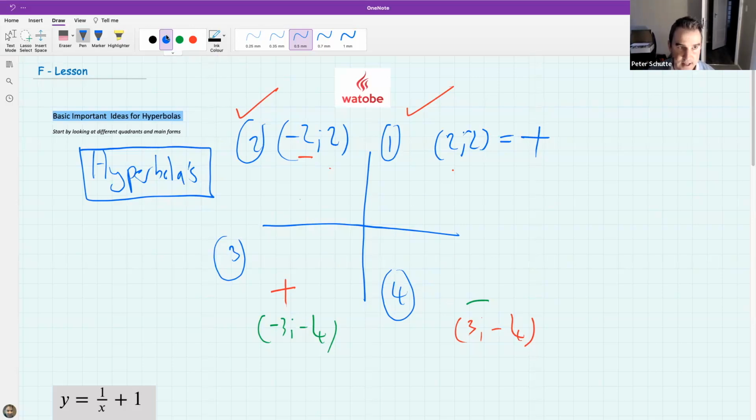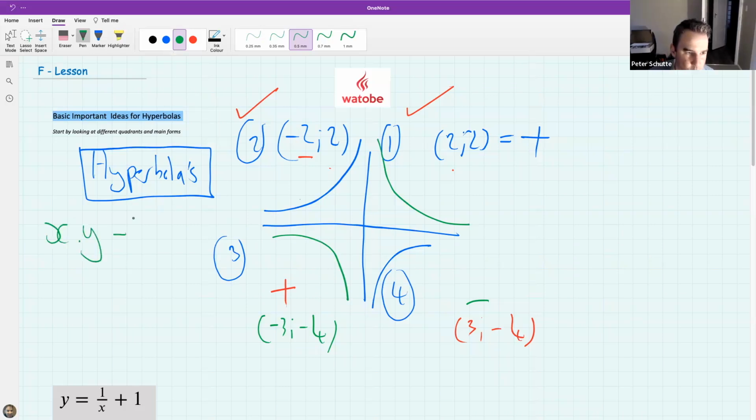If your hyperbola, and I'll teach you later how to draw it, is negative, it has to be in quadrant 2 and quadrant 4. If your hyperbola is positive, it has to be in quadrant 1 or quadrant 3. And the reason is that the formula for hyperbola is just X times Y equals K in its simplest form. Sometimes we write it differently, but really hyperbola is just when we multiply two coordinates together and we get a constant. That's really what a hyperbola is.